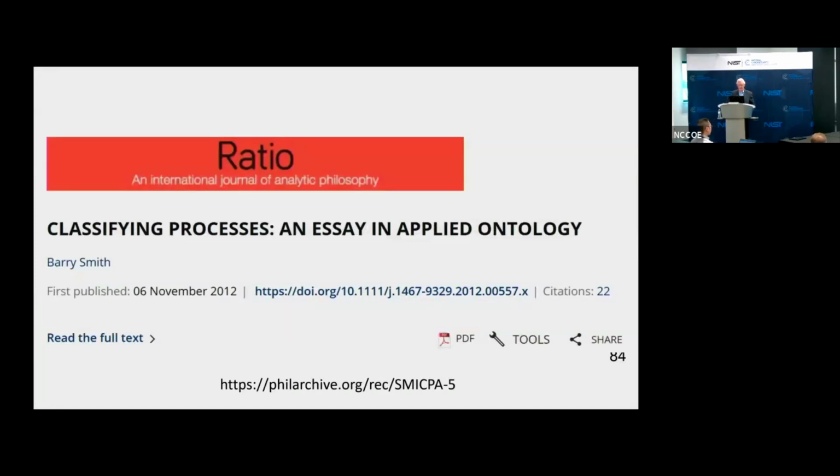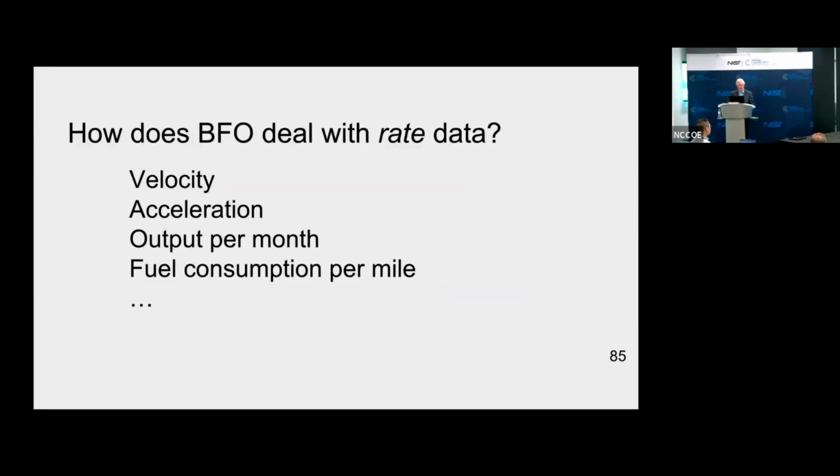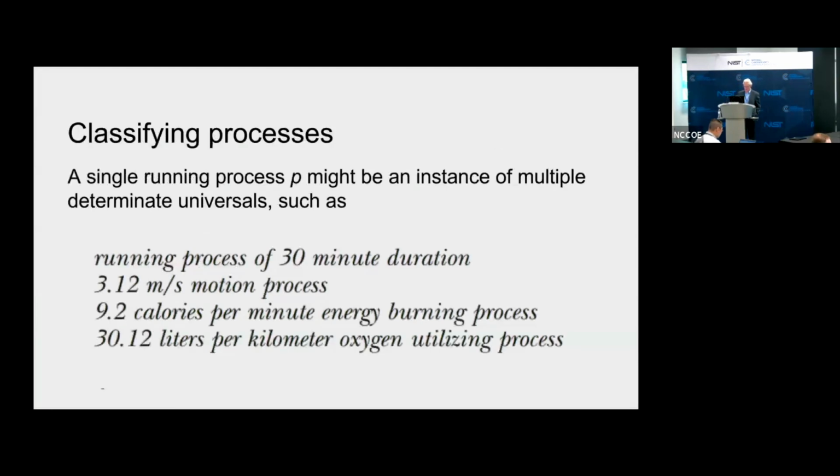Now, I wrote this paper a long time ago on process profiles, and it was part of my effort to work out how to deal with rate data. I spent years trying to find a way of dealing with rate data in a world in which processes do not change. So we have a process of running, which is P. The first problem is that P is going to be an instance of multiple universals, one way or another. It's going to be a running process, a fast running process, a running process with a certain duration.